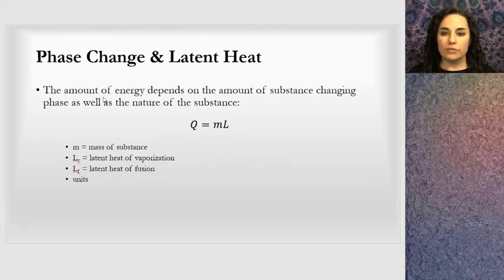We have an amount of heat. The amount of energy depends on the substance changing phase as well as the nature of the substance. So we have an amount of substance here, the mass of the substance, and then we also have the latent heat. This could be a latent heat of vaporization or a latent heat of fusion depending on the problem. The units, of course, here is joules. This will be kilograms, and on the slide before we saw that this is joules per kilogram.